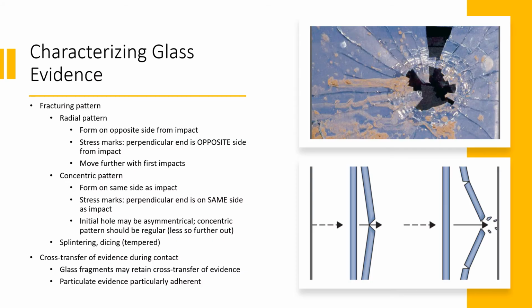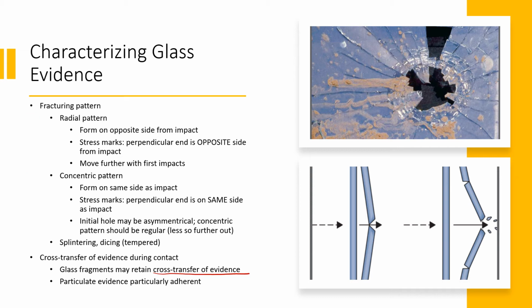Finally, you can characterize glass by looking at the fracture pattern. So you're going to look at the radial pattern, the concentric pattern, whether the glass splinters or dices, and look for cross transfer of evidence. And you'll also look for stress lines. And we'll show you a picture of the stress lines as the last slide to this.